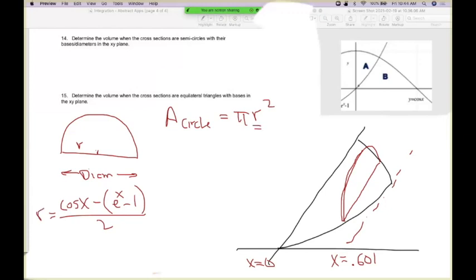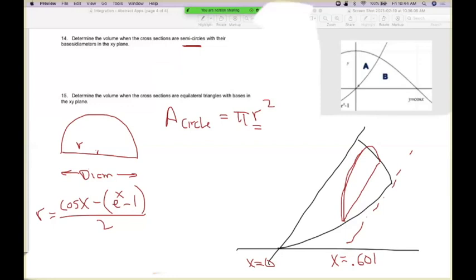Now, the other thing we've got to be careful with is these things are semicircles. So if you were to just plug that right in, if you didn't read the question carefully, you would have double the volume you should. This is the area for a circle. For a semicircle, we're going to divide that by 2.